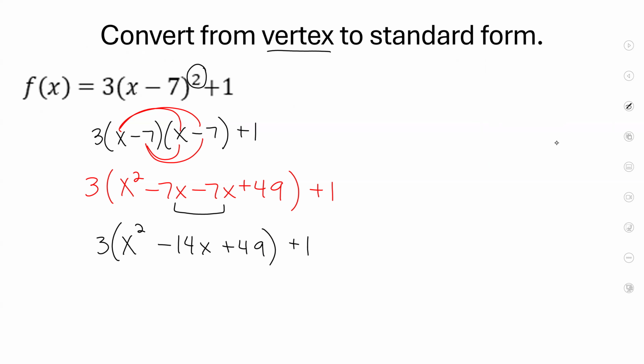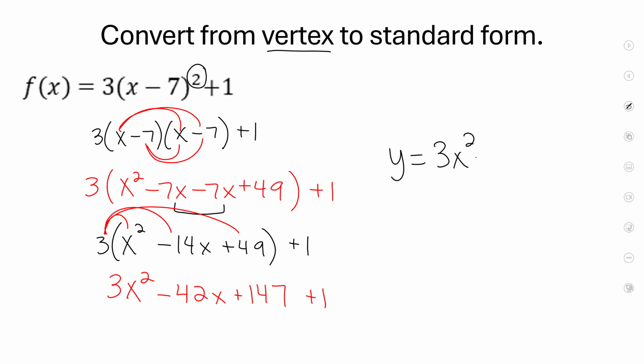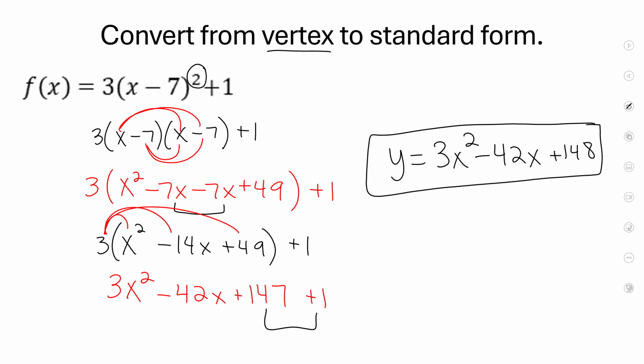Now we're going to distribute the 3. 3 times negative 14 is negative 42. 3 times 49 is 147. And then you still have the plus 1. So my answer is 3x squared minus 42x. 147 plus 1 is 148. So this is your quadratic in standard form.